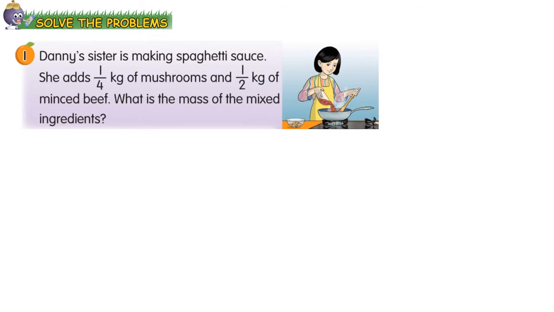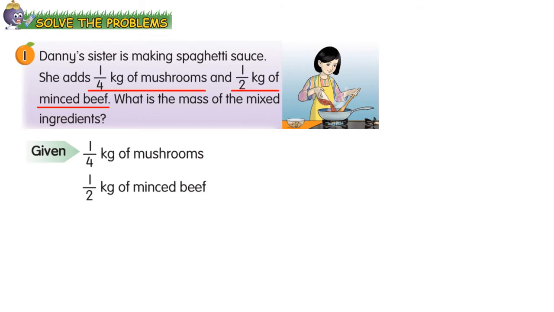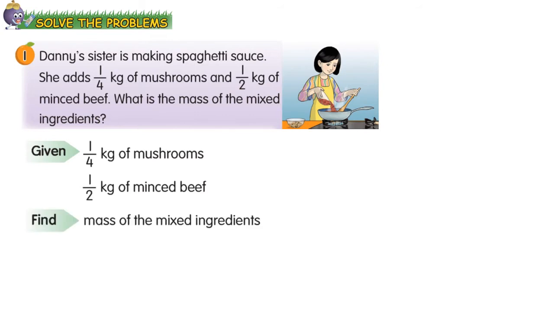To answer these questions, you have to follow the steps. The first step is given. What is given in the questions? From the question, it is 1/4 kilogram of mushroom and 1/2 kilogram of minced beef. And then you have to find the mass of the mixed ingredients. So that is the question. And then the method you have to use, which is your number sentence, is 1/4 kilogram plus 1/2 kilogram.